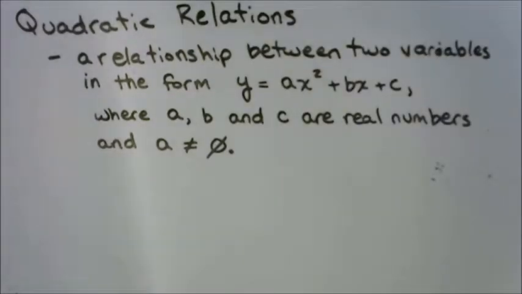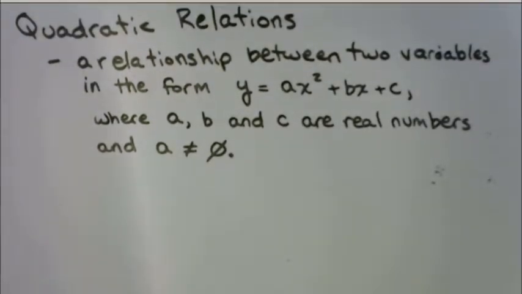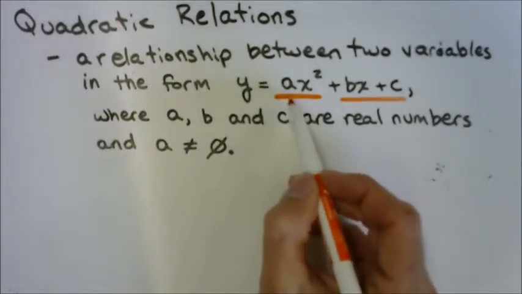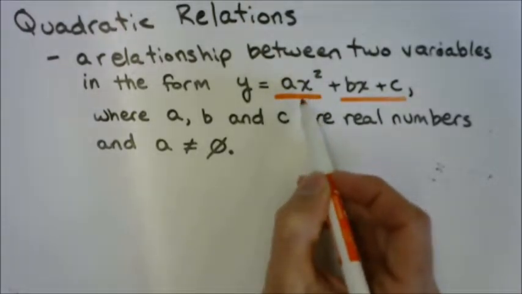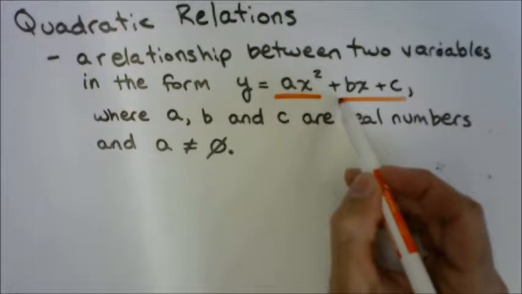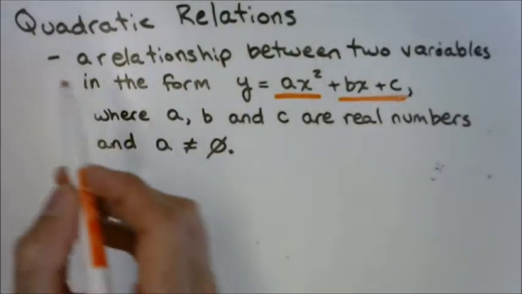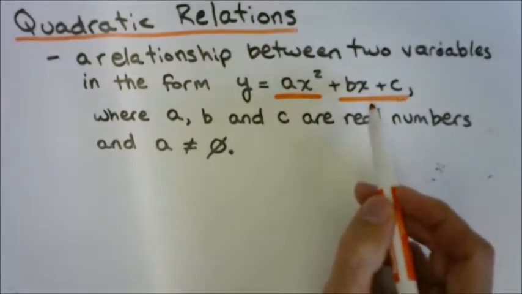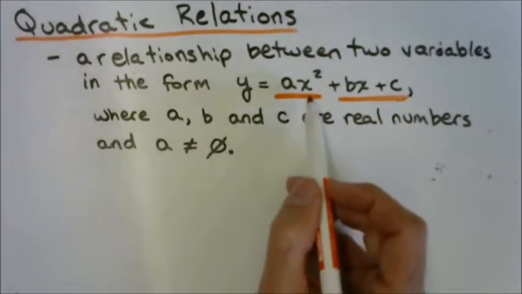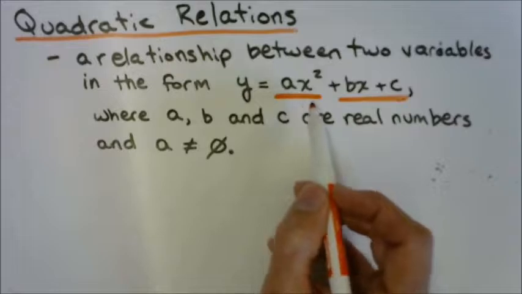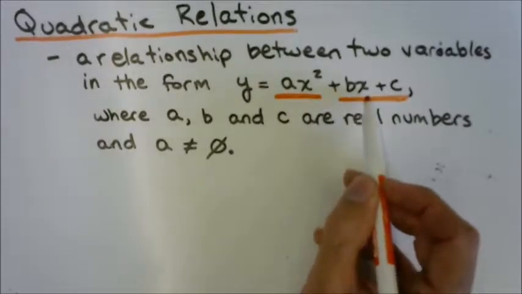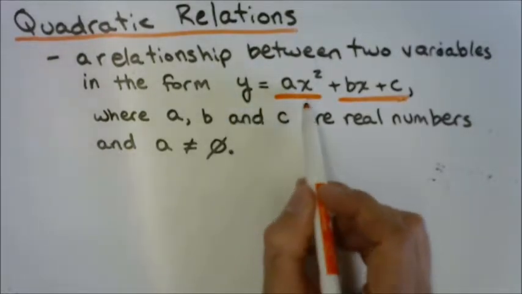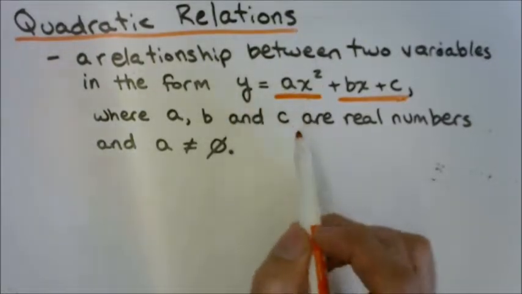What would happen in this scenario if a equaled 0? So if a was 0, then this whole term would become 0. We would lose our x squared term, and we'd just be left with this linear expression, in which case we would not have a quadratic relation, we'd have a linear relation. So in a quadratic relation, we have an x squared term. B could be 0. We could leave the x term out, but the highest power of x in a quadratic relation is going to be x squared.